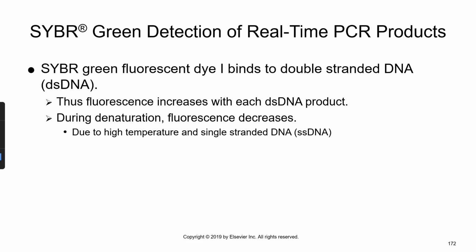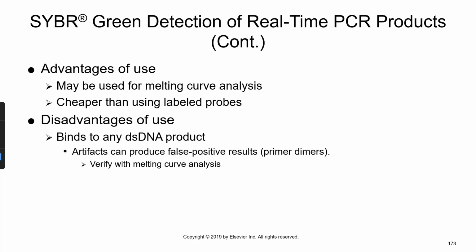There's also SYBR Green fluorescent dye that binds to double-stranded DNA. The problem with this is that just because it's binding to double-stranded DNA doesn't mean that it's the DNA of interest. It's pretty non-specific. It's going to bind to any double-stranded DNA product. So again, advantages: it may be used for the melting curve analysis, and it's cheaper than using the labeled products. But again, the disadvantage is that it binds to any double-stranded DNA.